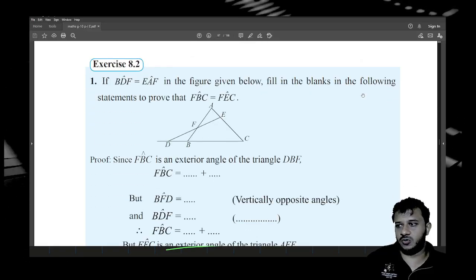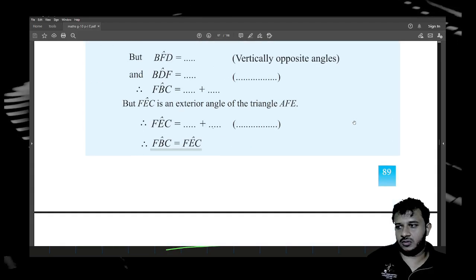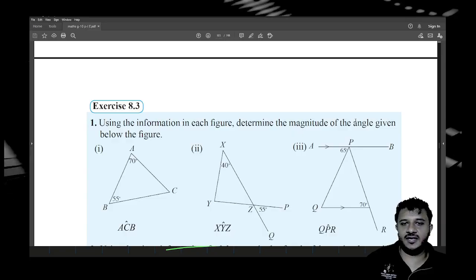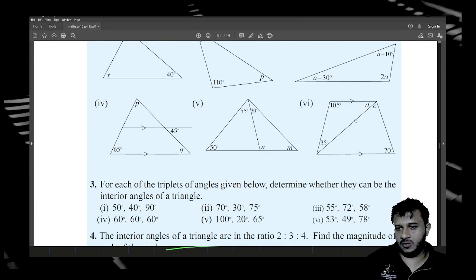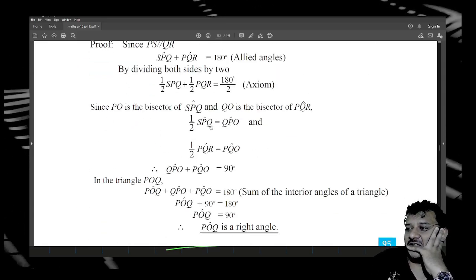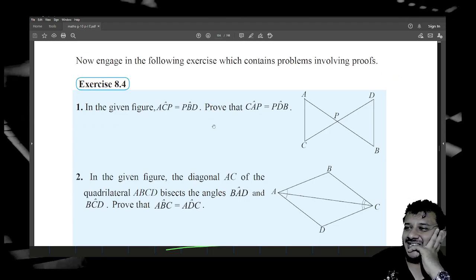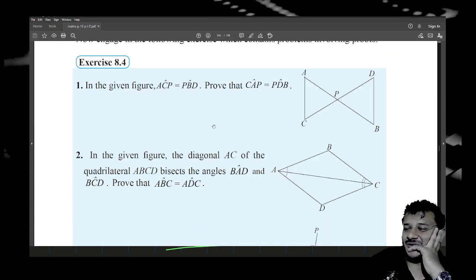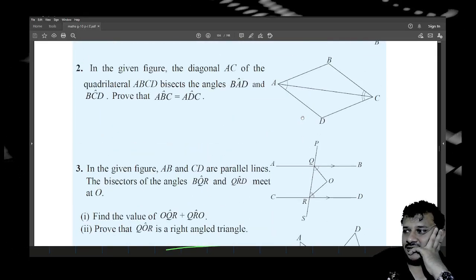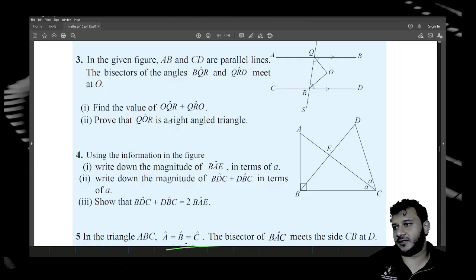Then 8.2. Any problems? 8.2? No one. 8.3, guys. No one. You guys don't have any troubles. I think I might have to keep this thing for next week because others always have something to tell me. You guys are very good, but it's not a good thing in terms of learning. 8.4. No one. The fourth question.